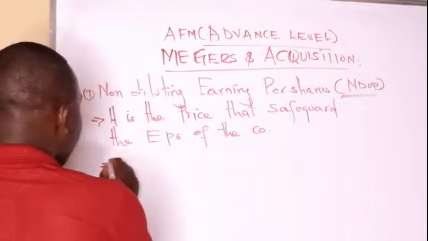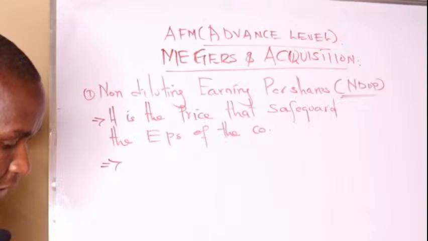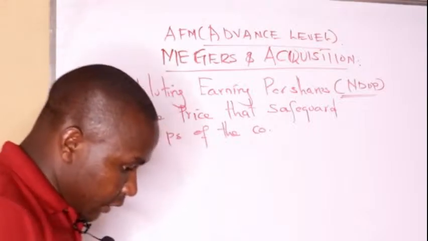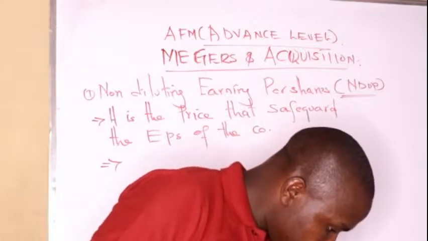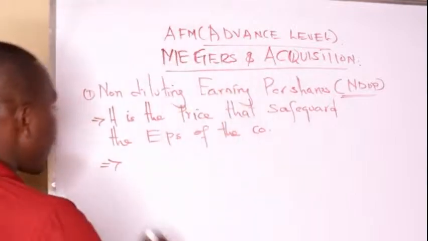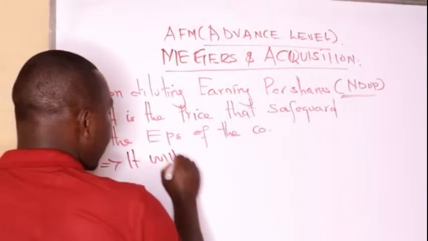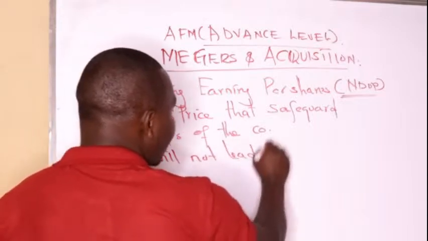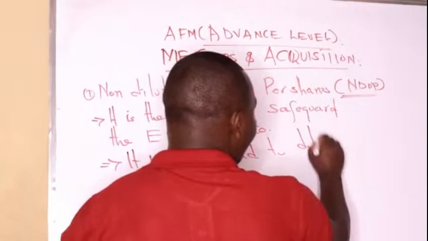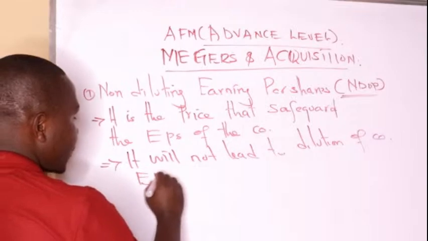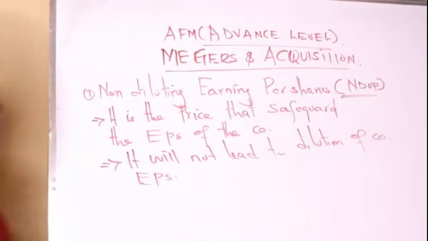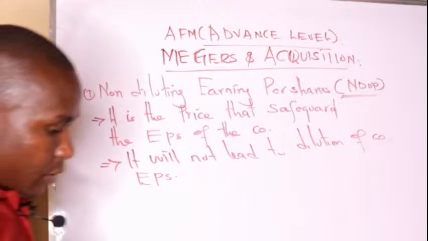Another point under non-diluting earning per share, you say it will not lead to dilution of the company EPS. That is the non-diluting EPS. Sometimes we call it the overprice.